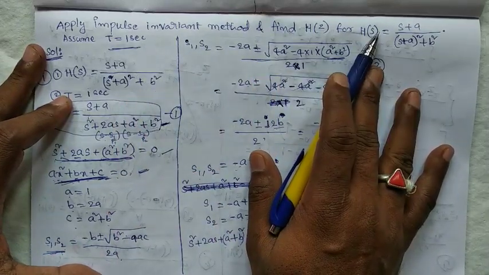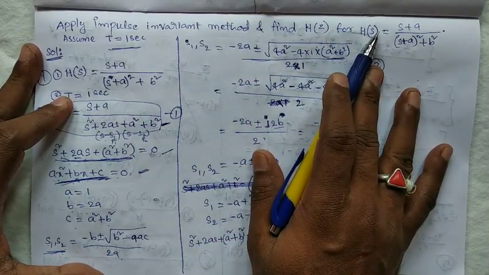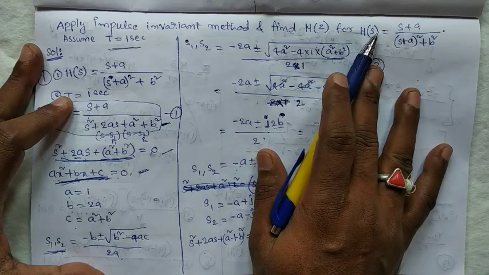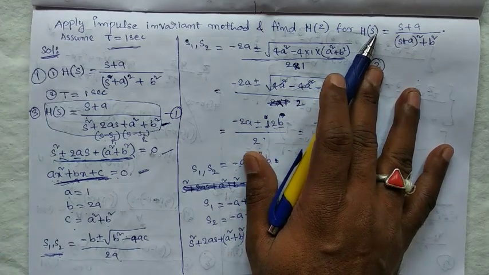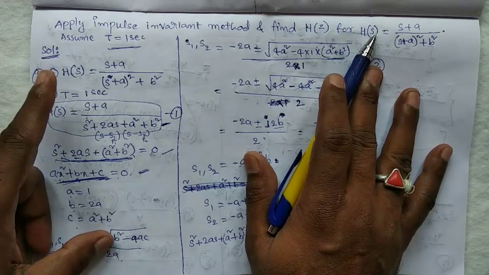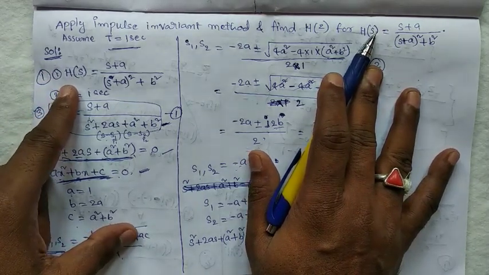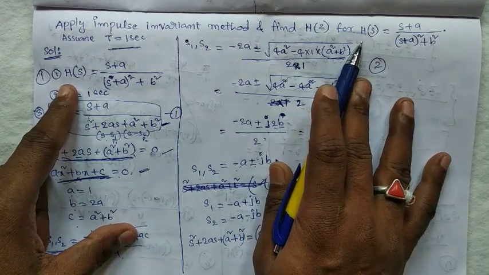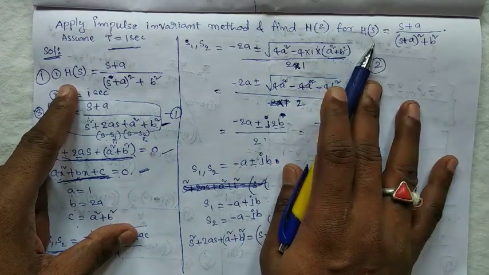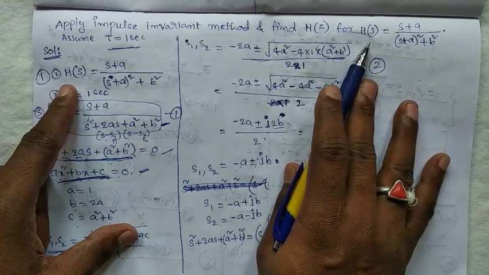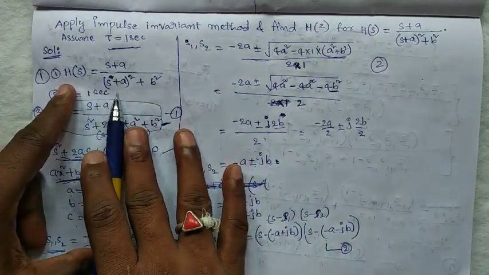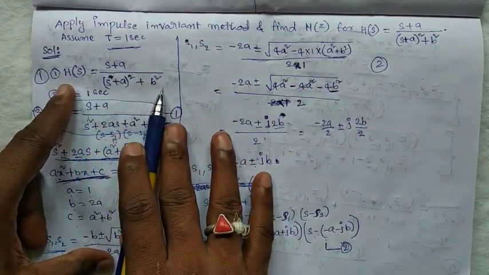Actually, what are the steps to design the digital filter using the impulse invariant method? The first step is determining the analog filter transfer function. Actually, the analog filter transfer function is already given. Here H(s) is equal to (s + a) / ((s + a)^2 + b^2).